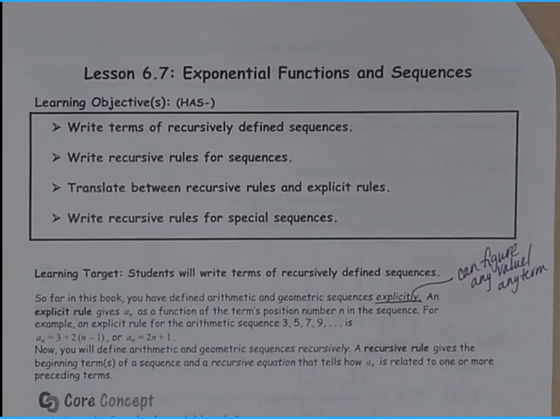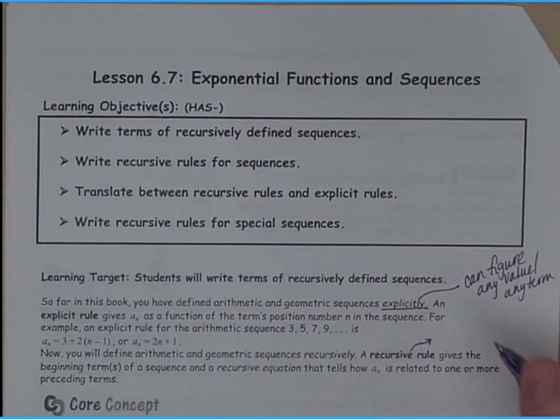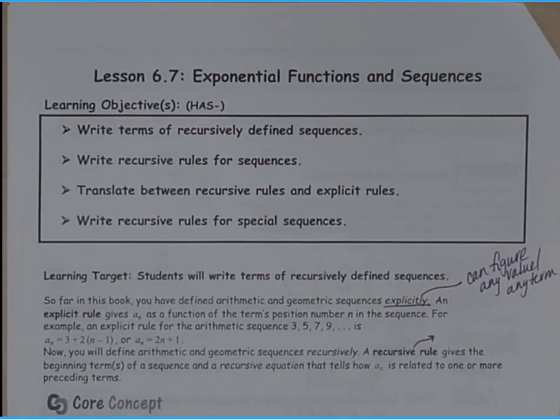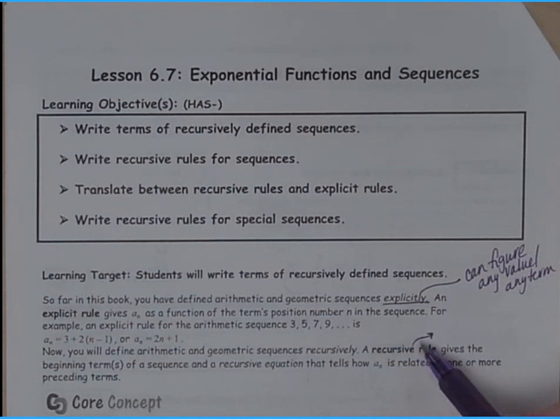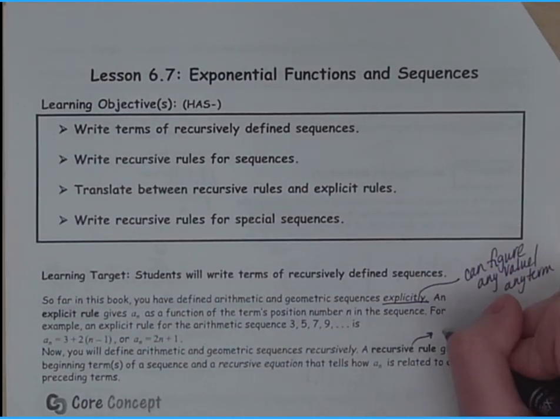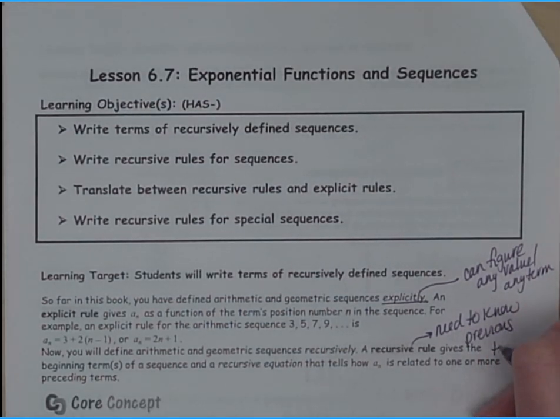What we're going to do today is actually talk about recursive rules. And now a recursive rule really means I need to know the prior term. So here, if I want to figure out the 14th term, I just plug it in. Here, if I want to figure out the 14th term, I have to know the 13th or the terms that come prior to this. So for a recursive rule, we need to know previous terms. So that's what we're going to talk about today.